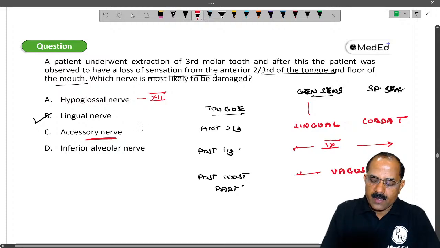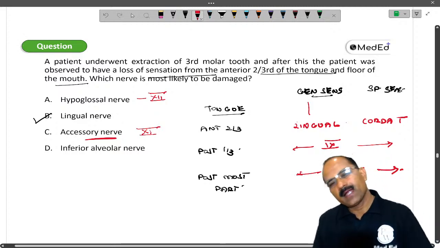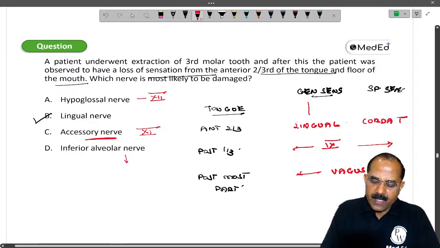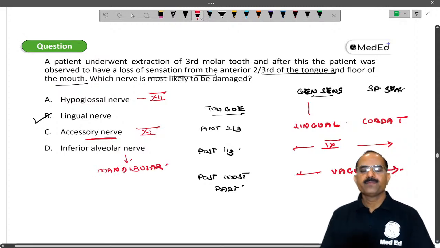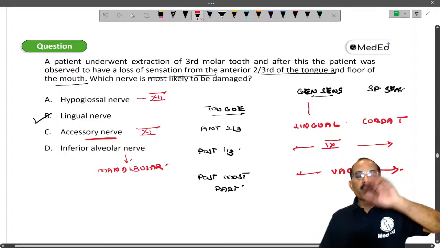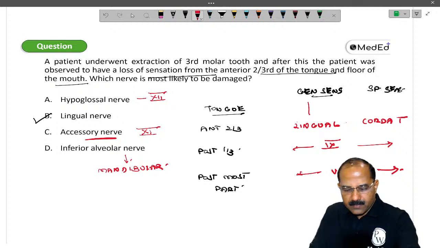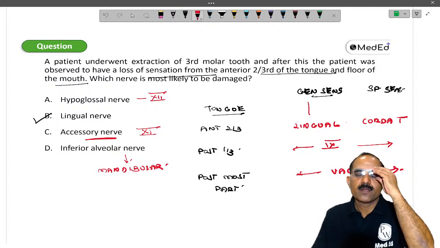Accessory nerve, what is the number? Yes, accessory nerve का number is spinal accessory and cranial accessory, number 11. Inferior alveolar nerve is a branch of what? Inferior alveolar nerve is a branch of mandibular nerve, right? It's a branch of mandibular nerve. Clear to all of you? Okay, fine.